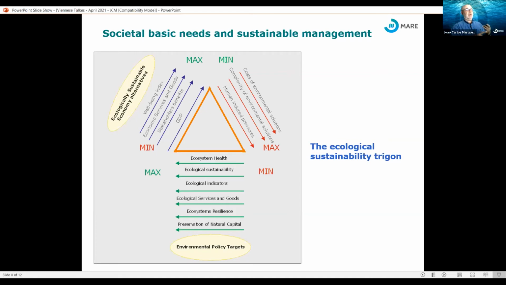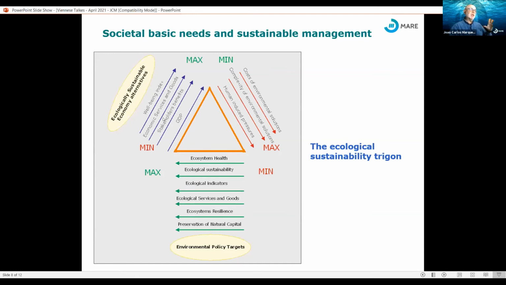We can use ecosystem health, we can use ecological sustainability, probably in the weak sustainability definition. We can use a lot of ecological indicators. I've been working on that for many years. We can consider ecological services and goods. We can consider resilience. We can preserve natural capital. Anyway, when we establish a threshold of what is acceptable and what is not acceptable, we are going to anchor the system here and somewhere in the threshold value that we establish.